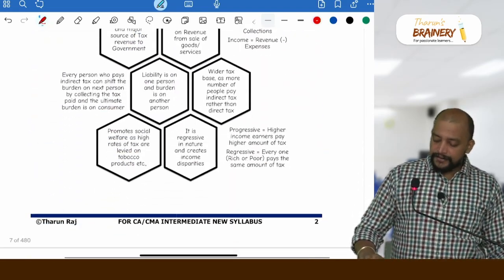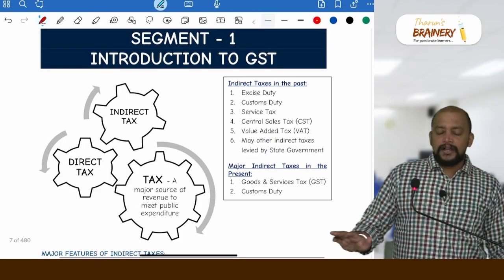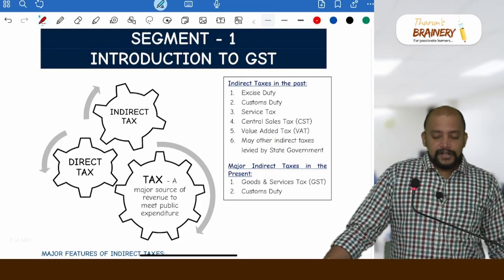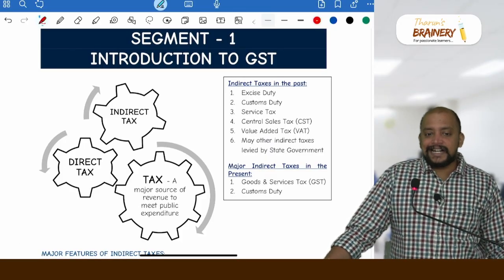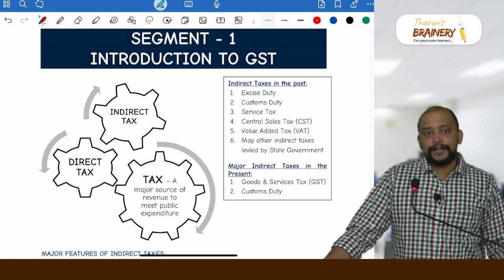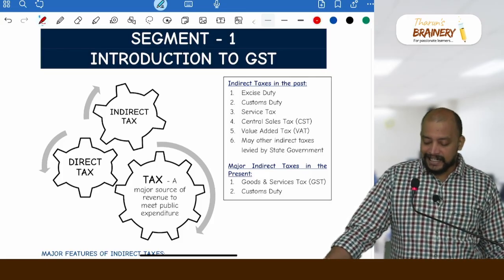So we understood a few basic aspects now. See page number 2. Tax is divided into 2, direct tax and indirect tax, correct? And you know the difference. What is the difference between direct tax and indirect tax?